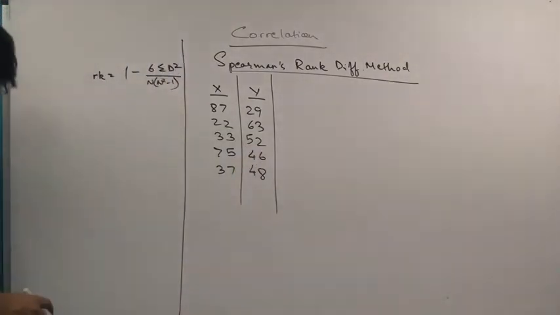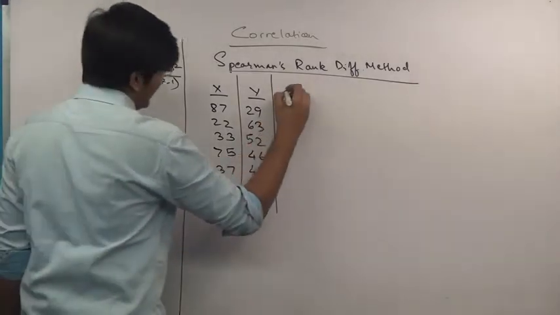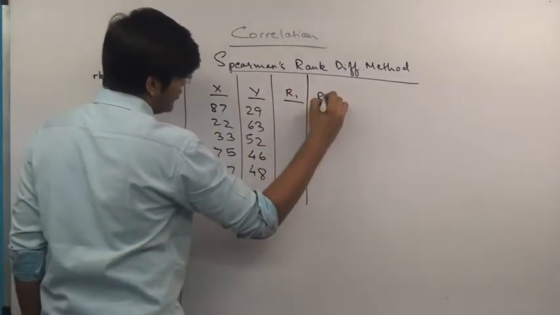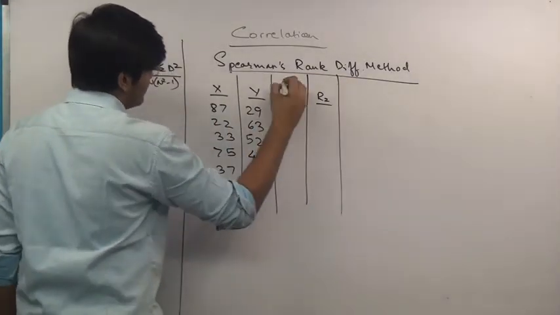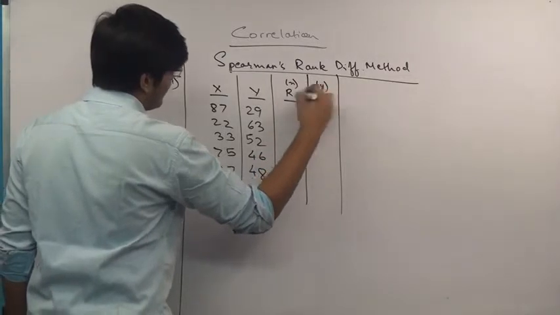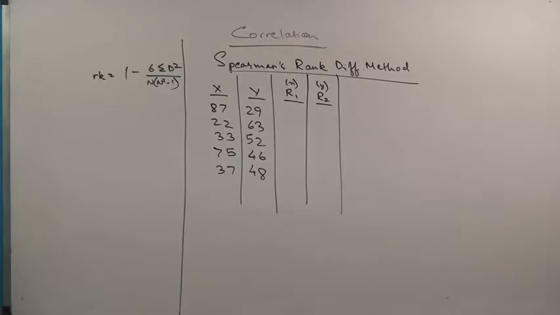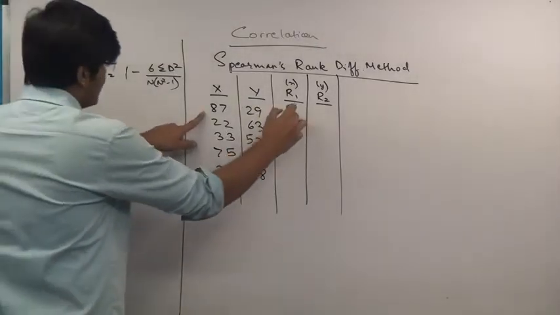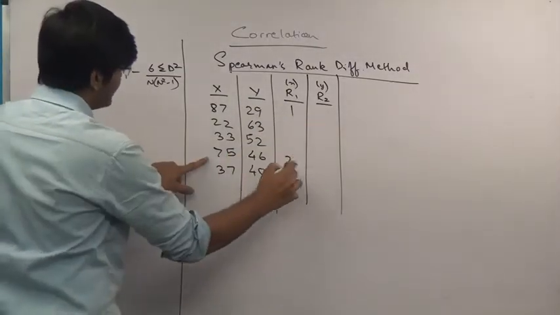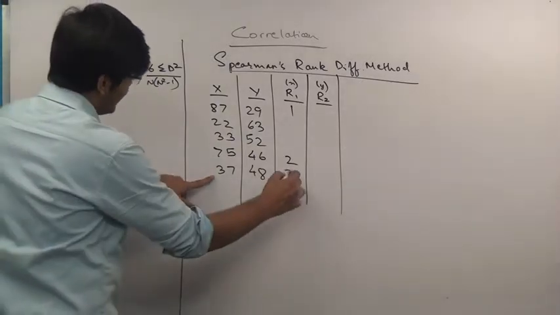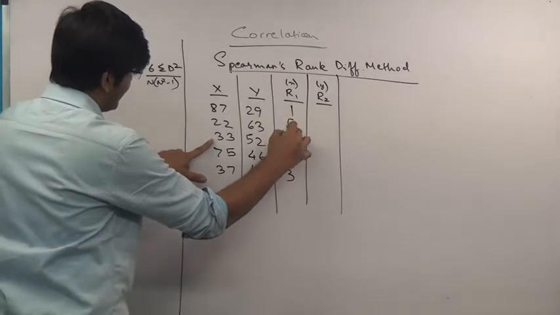Fine. Now we'll have to get the ranks, correct? So we take R1, rank 1, for column X and R2, rank 2, for column Y. Now which is the highest number here? Check for the highest number. 87, rank goes 1. Next is 75, rank is 2. Very easy. Rank is 3 for 37, 33 rank is 4, and for 22 it is 5.